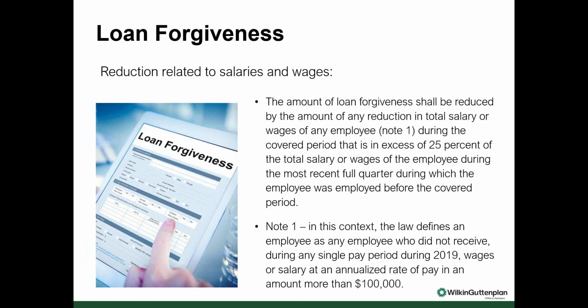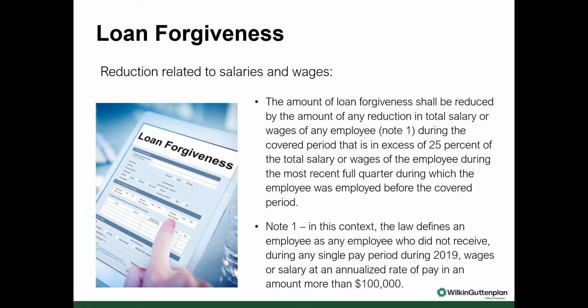So the other concept, and here we are with the slide, is you also can't reduce salaries for most employees or certain employees. And what they're saying is you're potentially going to have a reduction in the amount available to be forgiven if certain employees have their comp reduced in excess of 25% during the covered period compared to where they were in the most recent full quarter during which the employee was employed before the covered period.